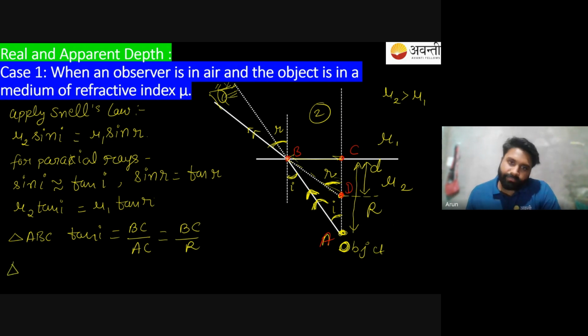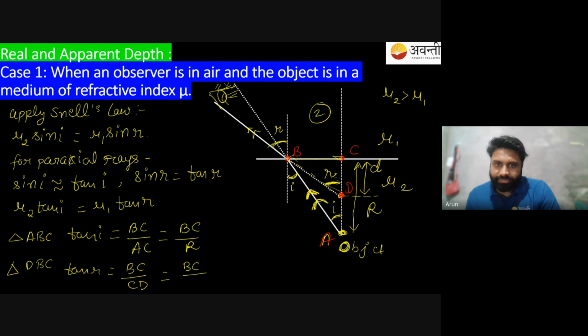In triangle, yeah, DBC, tan r is equals to again BC by, but this length CD, BC by CD is nothing but the apparent depth, which is D. ठीक है.